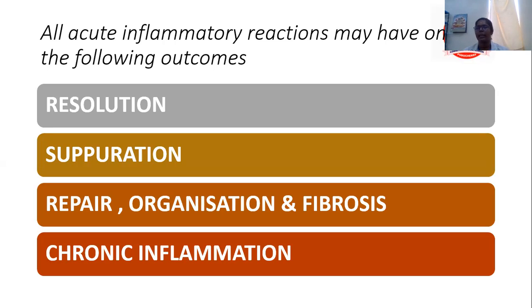All acute inflammatory reactions can have one among the following outcomes. Any injury either goes for resolution or suppuration, or it goes for repair, organization and fibrosis. Finally, it may go for chronic inflammation also. So you should remember the outcomes of inflammation are resolution, suppuration, repair, organization, and fibrosis, or chronic inflammation.